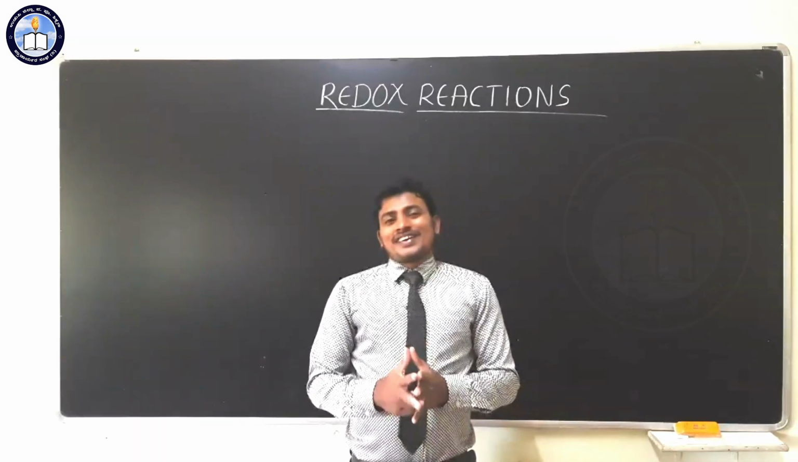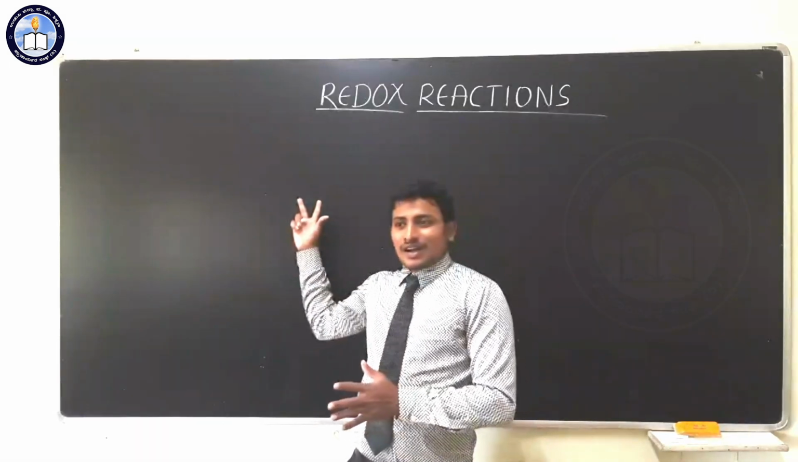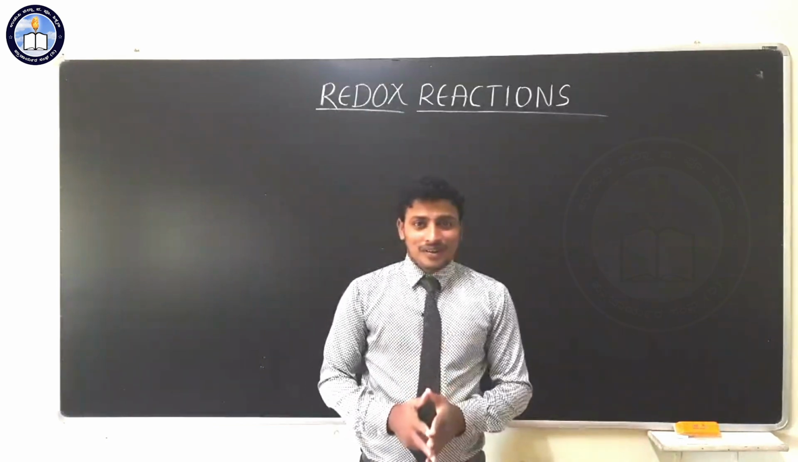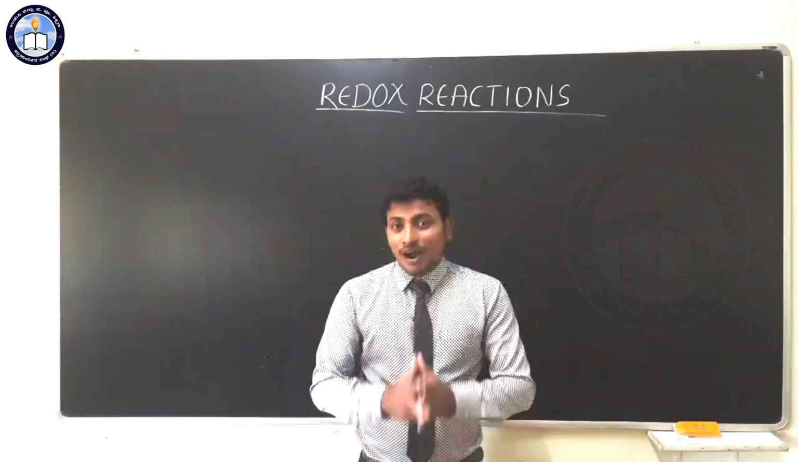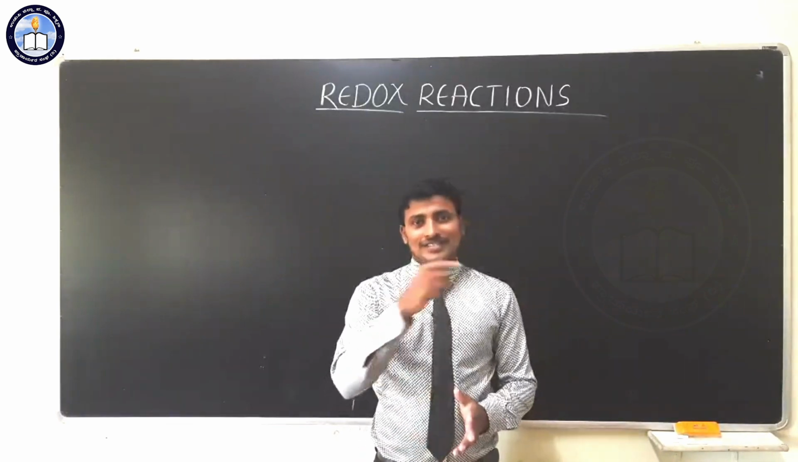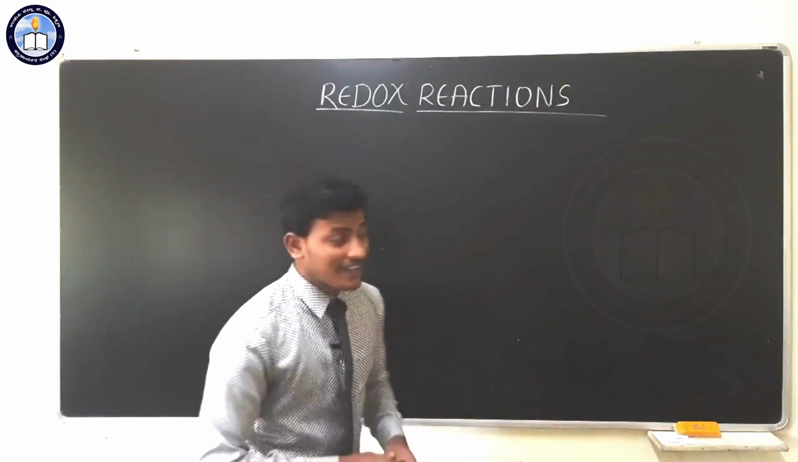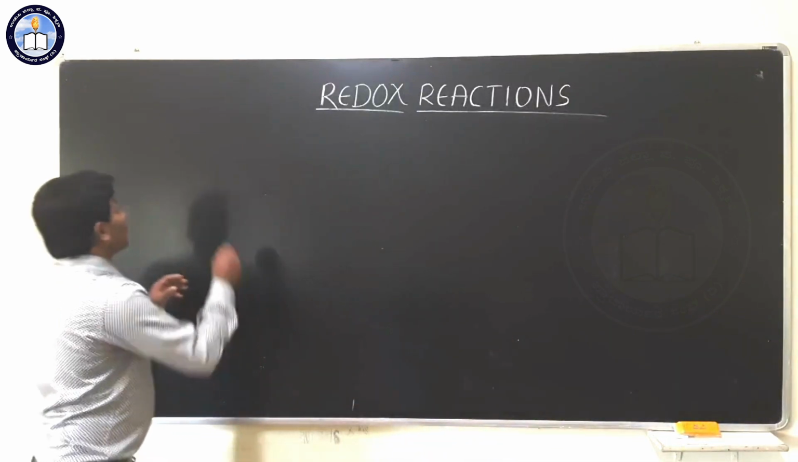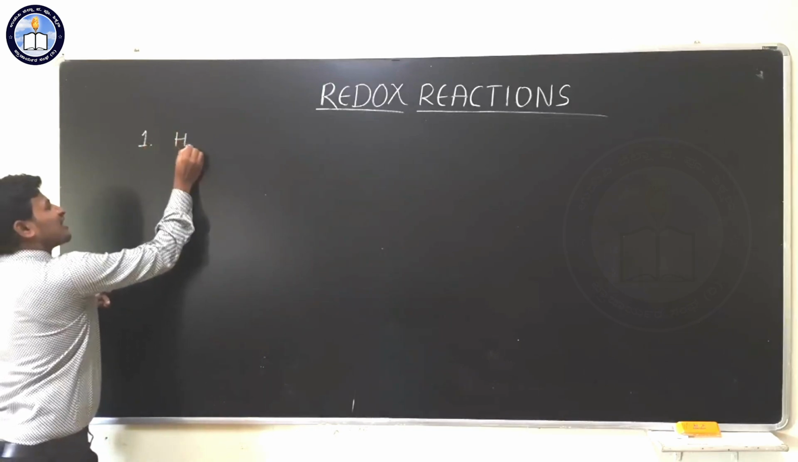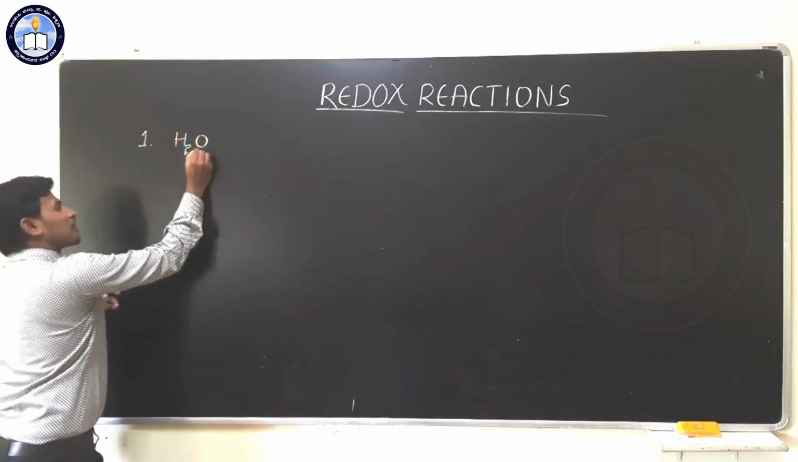So we already learnt how to find the oxidation number with certain rules. Now I'm going to explain how to find the oxidation number by using those rules. Let us start. First example: finding the oxidation number for oxygen.